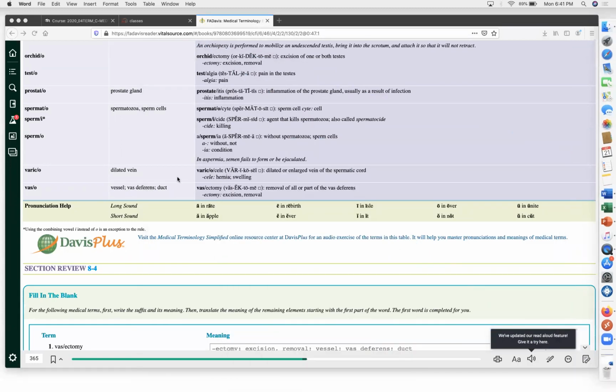Spermatocyte, aspermia, dilated veins are varicosities, also known as a varicocele, so varicose veins. That's when the valves of the vein that prevent backflow tend to fail, and then they back up, and then the veins become tortuous and swollen and painful.